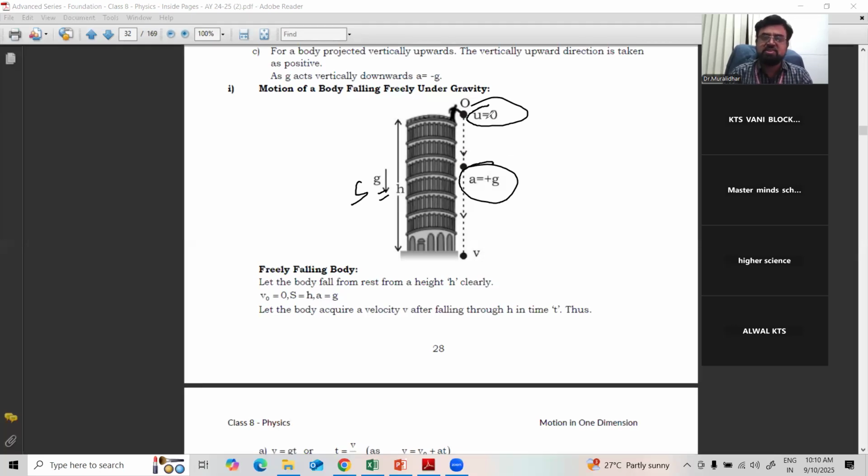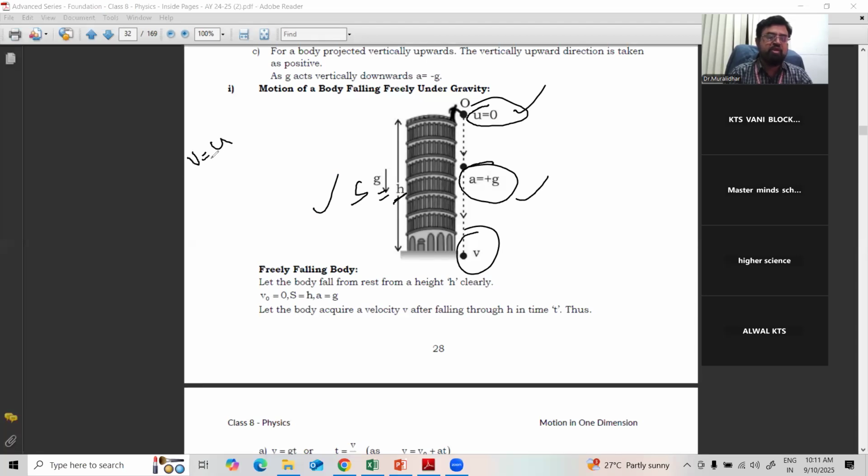So the body's initial velocity is 0. For a freely falling body, we have to take u is equal to 0, a is equal to plus g, and s is equal to h. These three changes you have to make. V is the final velocity, whatever it is, which you can find later. So what happens when you substitute these conditions in the equations?